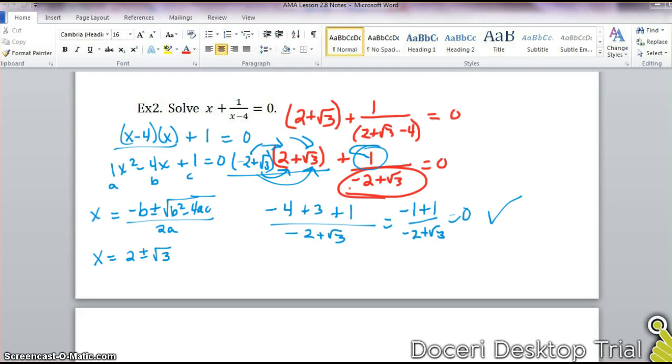And again, just to speed things up, 2 minus square root of 3 also works in the original problem. So that's also going to be a solution. So both of those work, and I would put them in solution set brackets and say 2 plus or minus the square root of 3.